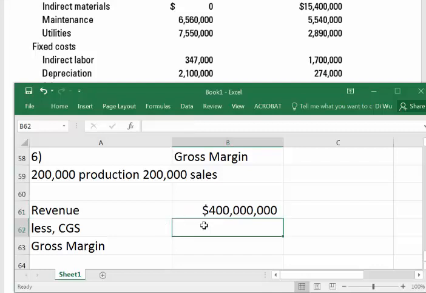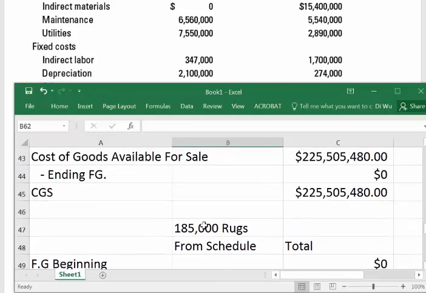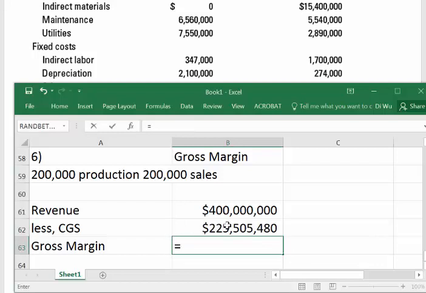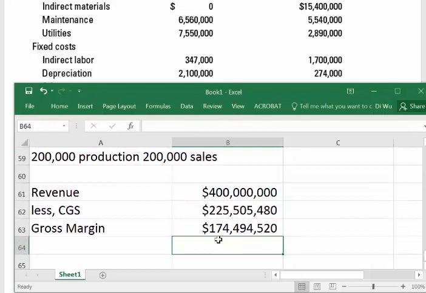And with CGS, if you are able to sell 200,000 units, you can go back to question 5 to get this number, which is 225 million and 505,480 dollars. So I'm going to put that number down here. Finally, all you have to do is just do one subtraction. So the gross margin in this case is 174,494,520 dollars. Okay, so that's the first case.